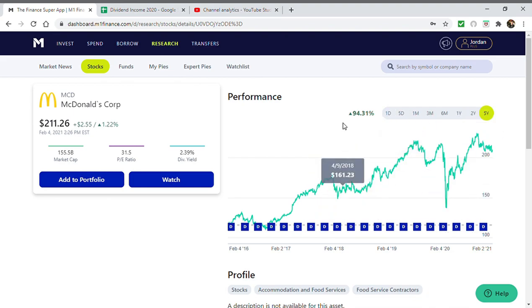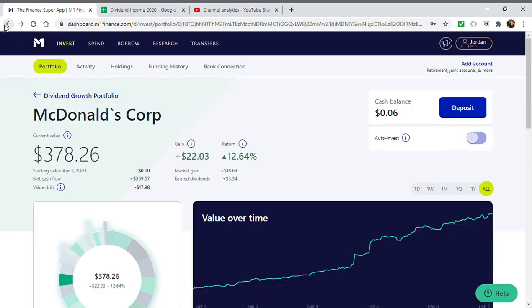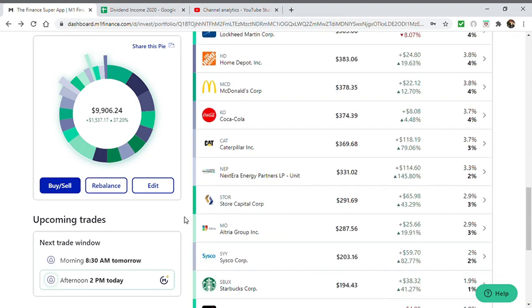McDonald's is a company that I love. I intend on holding it for a very long time, and even at $211 a share, I'm buying it like crazy. But if it were to go under 200, if it were to go back into the high 100s, 180s, 190s, I would definitely be buying this company a lot heavier. But McDonald's is one that I like, and I don't intend on selling anytime soon.